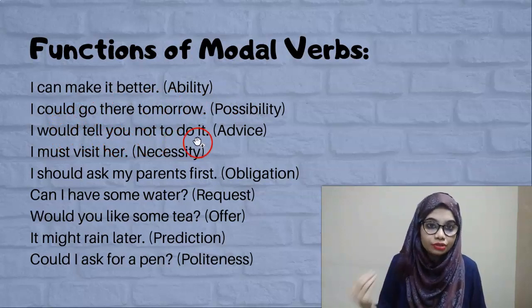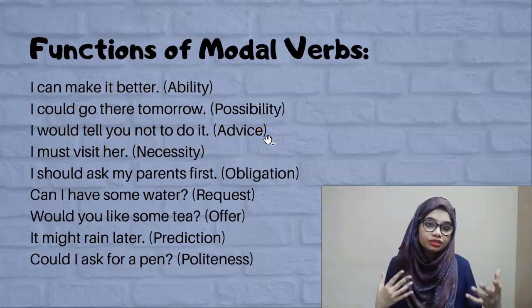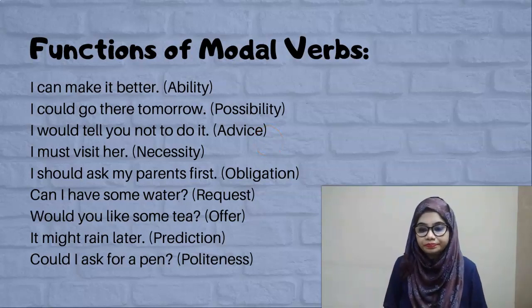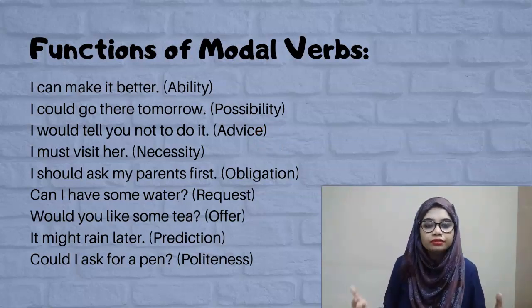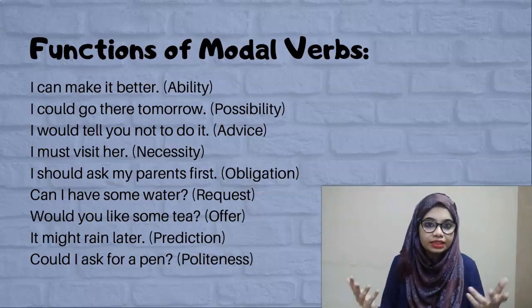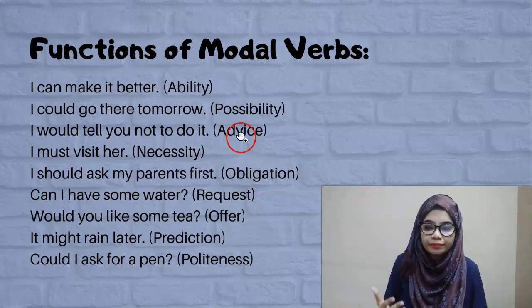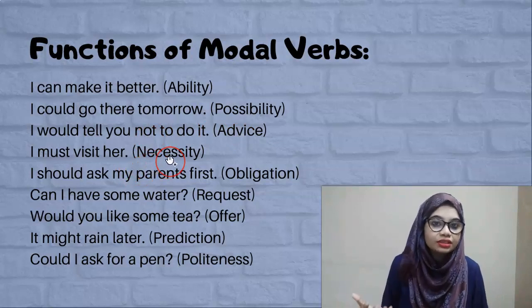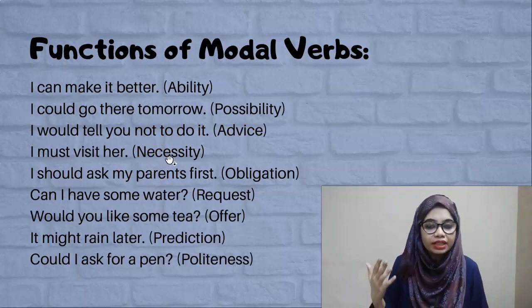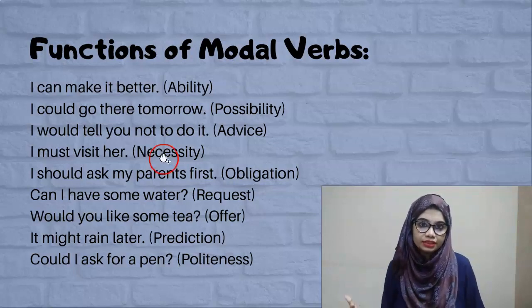I would tell you not to do it. This is advice. Instead of just saying don't do it, which is another grammatically correct way of giving advice, this is a more polite way. I must visit her. So this is a necessity. Must is usually used for necessity.